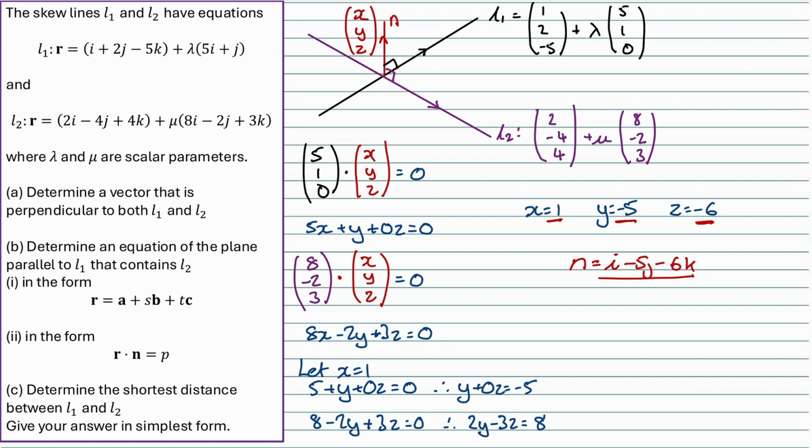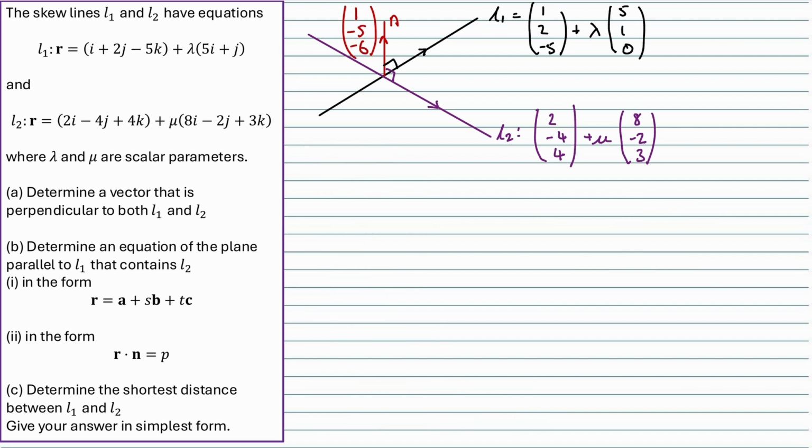In part B, we need to determine the equation of a plane that's parallel to L1 and contains L2. And we need to write it in the scalar product form and the dot product form. So I'm just going to write this n as part of our diagram here. So I'm just going to show a plane that runs parallel to L1 but contains L2. And we'll call this plane pi.